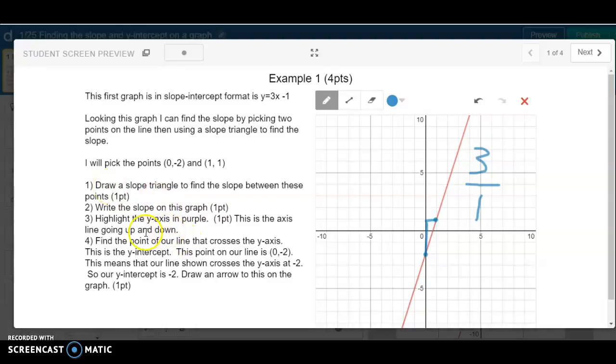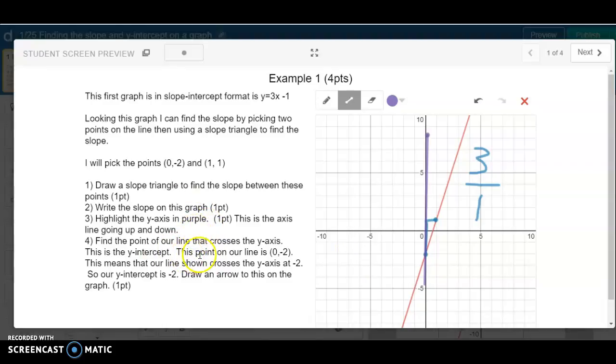And then it says highlight the y-axis in purple. So I'm going to come over here. I'm going to pick my purple. I'm going to say, okay, so here's my y-axis. Doesn't look like it's working though. All right, so my y-axis is right here, and I just want to make that purple so I can find it. Now it goes up and down.